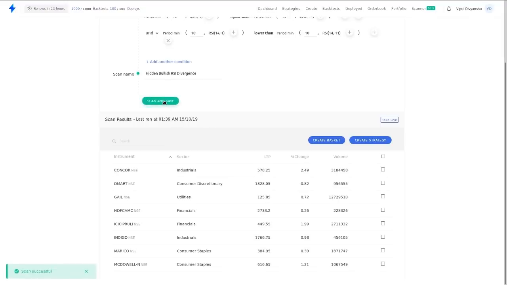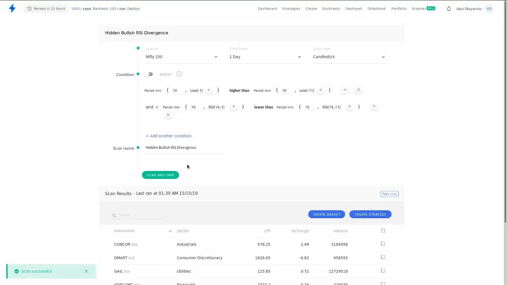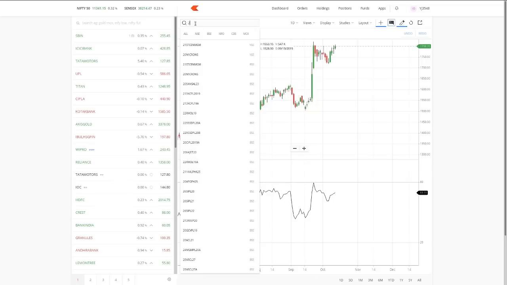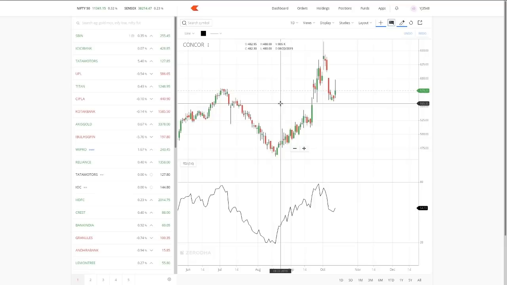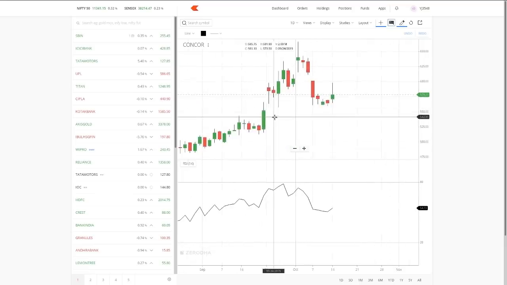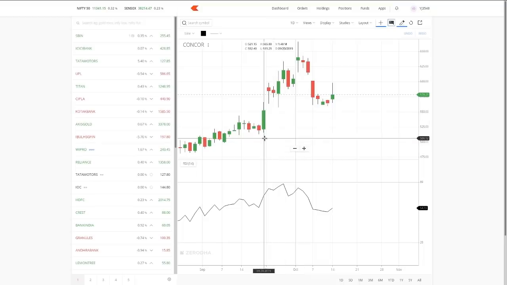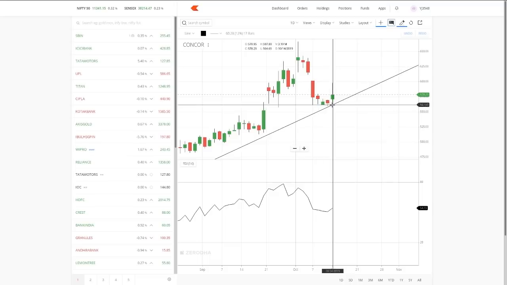So we see that hidden bullish divergence is being formed in these stocks. How many of them are clearly looking versus how many of them are not clearly looking? Let's look at that as well. Let's open Concor. Here again, if I have to draw the lines to explain how this looks, the lower low is being formed like this.